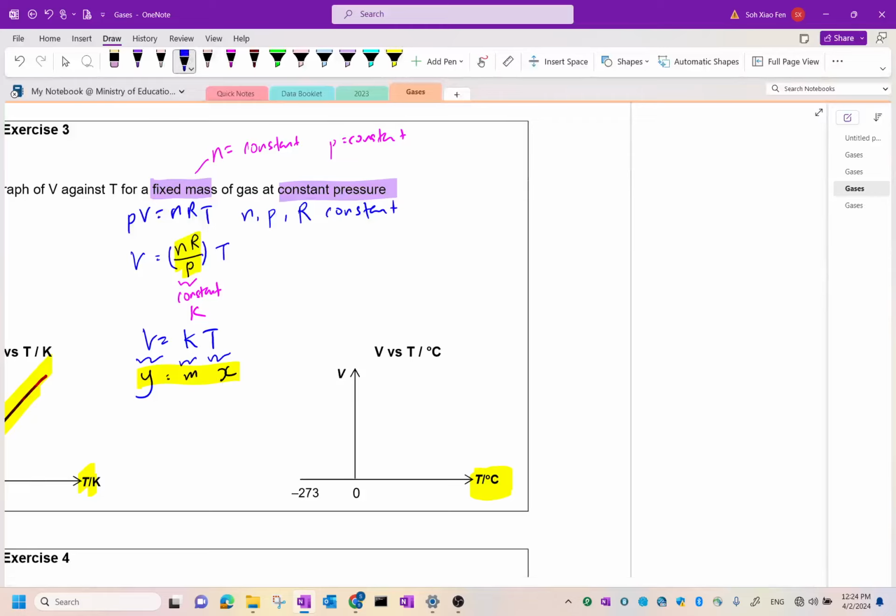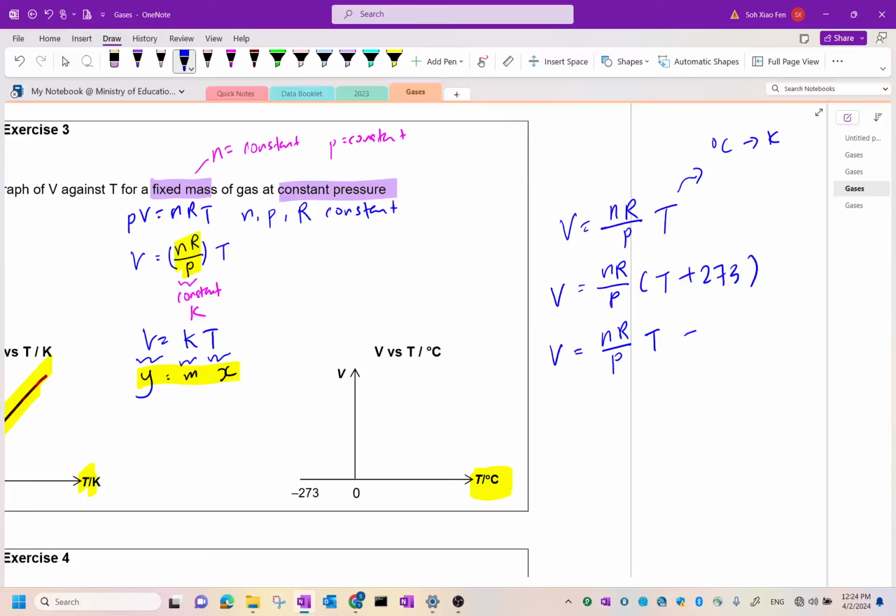So again, if you look at the math, V equals nR over P times T. If I were to convert my temperature from degrees Celsius to Kelvin, what should I do? I should always add 273, right? So this looks like nR over P, then I have my T plus 273. Agree? So I can just expand this to nR over P times T plus 273.